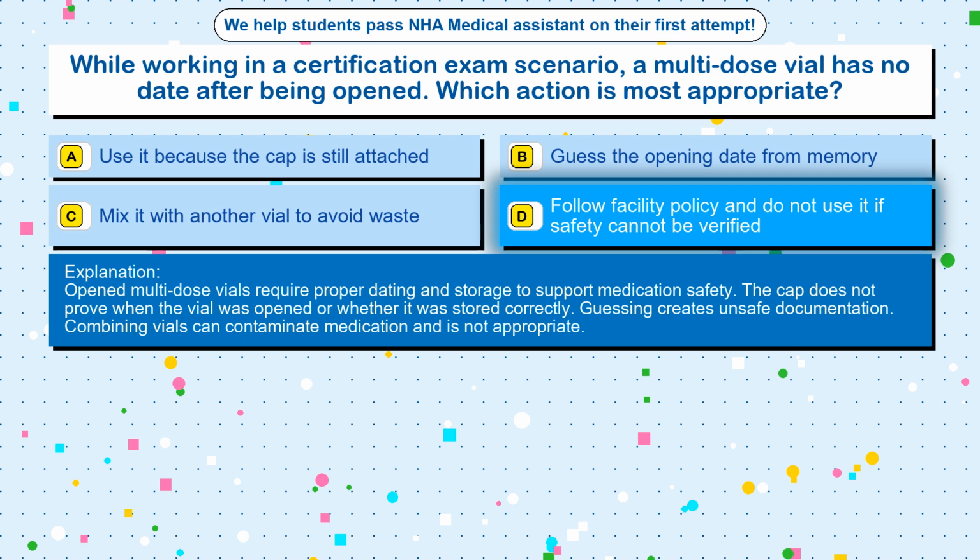The cap does not prove when the vial was opened or whether it was stored correctly. Guessing creates unsafe documentation. Combining vials can contaminate medication and is not appropriate.